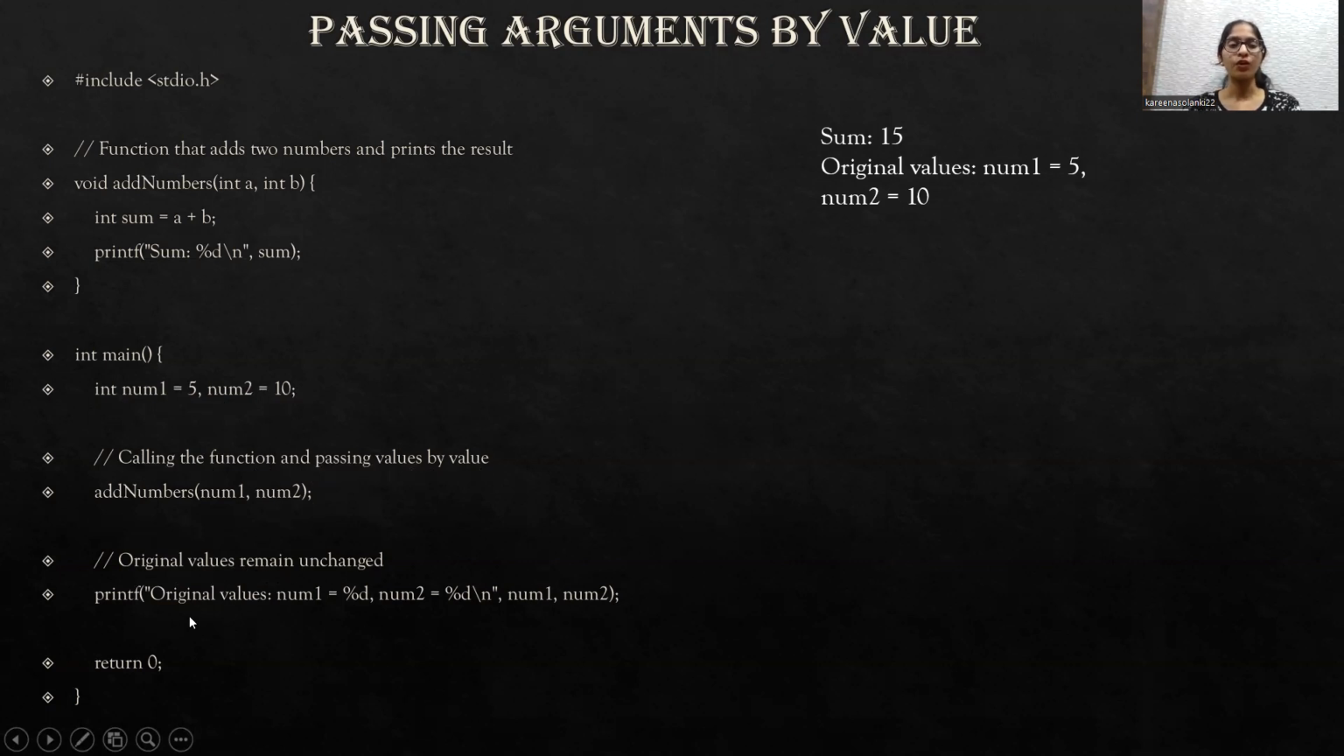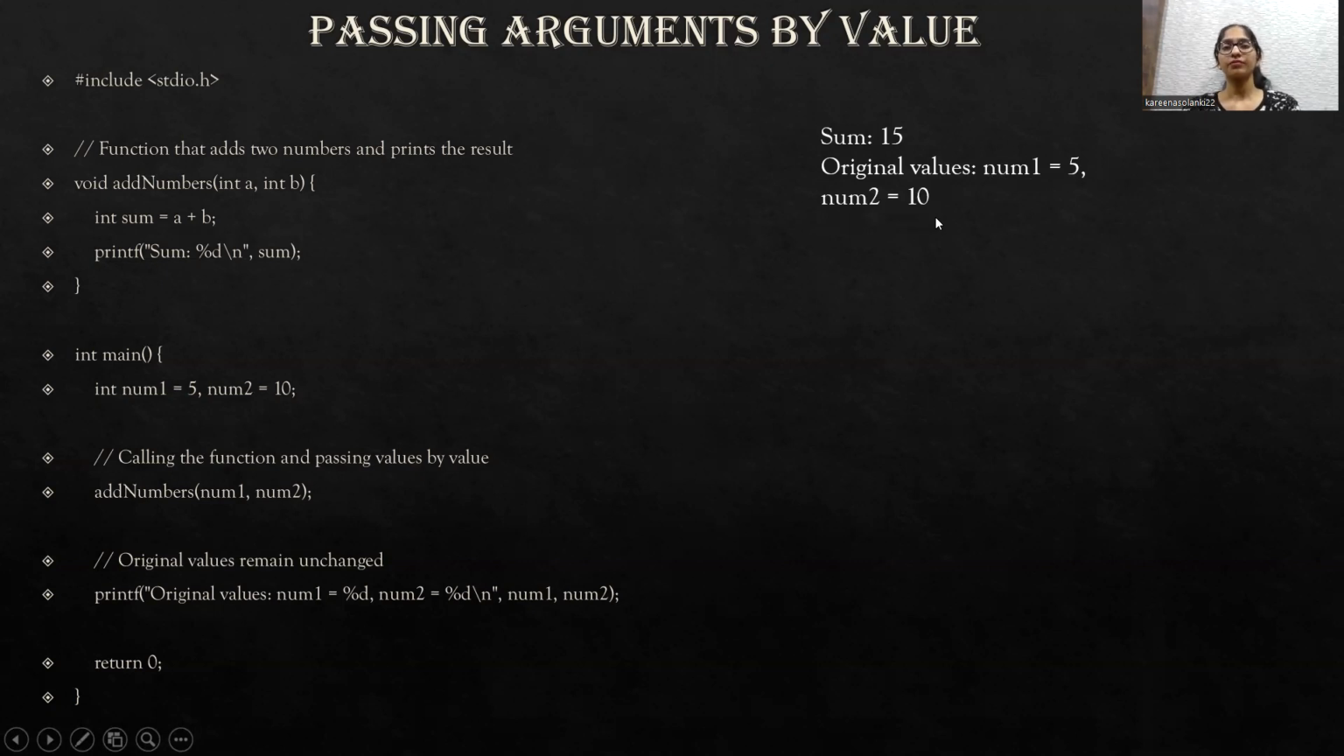Then the print statement will be "original values of num1 = %d, num2 = %d", num1, num2, followed by a semicolon. Again returning 0 and closing the curly brackets. Here the sum will be 15 and the original values remain unchanged. As it is unchanged, number1 will be 5 and number2 will be 10.